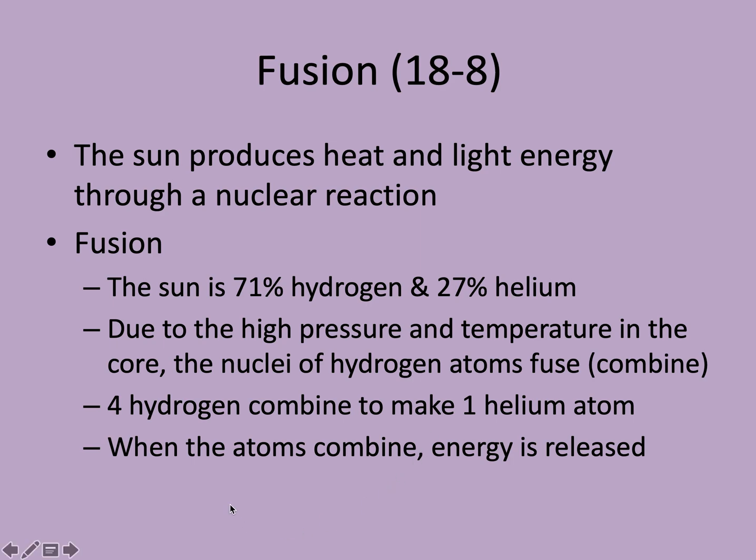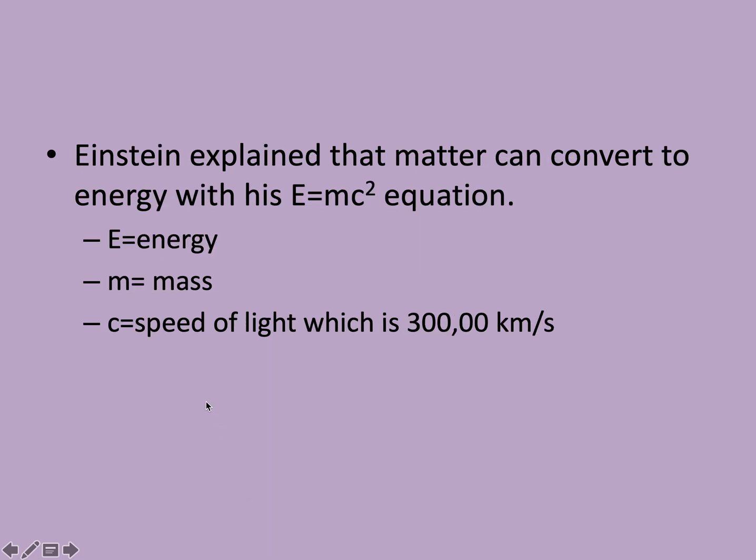When the atoms combine, they're going to release energy, and this can be expressed by Einstein's famous equation, E equals mc squared. A lot of people know this equation, but most people don't know what that means or what the letters stand for. So here you go. E stands for energy, M stands for mass, and C is a constant, which is the speed of light. So if we take mass and move it at the speed of light and collide it, we're going to get energy. How cool is that?